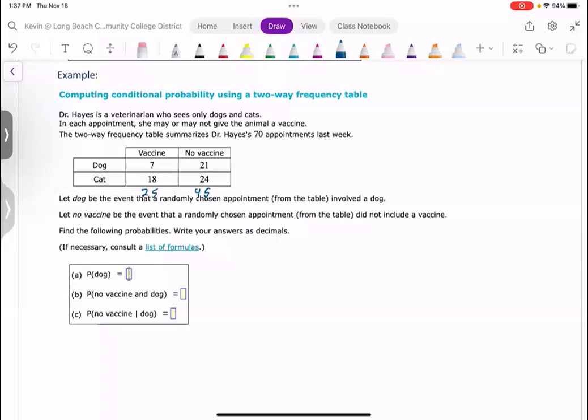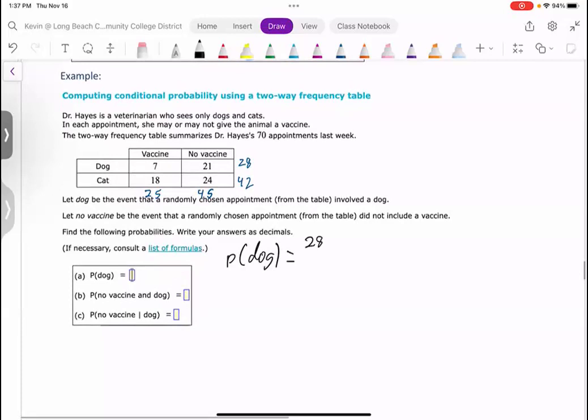The total number of dogs is 28. So that's the 7 plus the 21. Total number of cats, that's the 18 plus 24 is 42. This may or may not come in handy. We'll see. All right, part A. What is the probability of randomly selecting a dog? Okay, how many dogs are there total? There's 28. So it did come in handy this time. This is out of the total of 70.